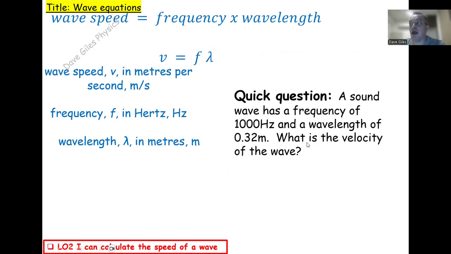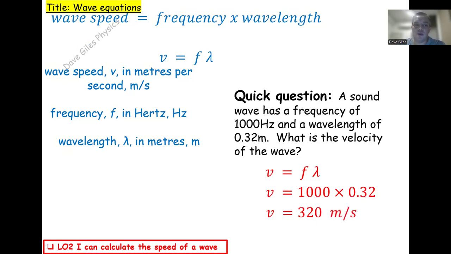So a quick question, a sound wave has a frequency of 1,000 hertz and a wavelength of 0.32 meters. What is the velocity of the wave or speed? V equals f lambda, f is 1,000, lambda is 0.32, multiply them together and you get 320 meters per second.